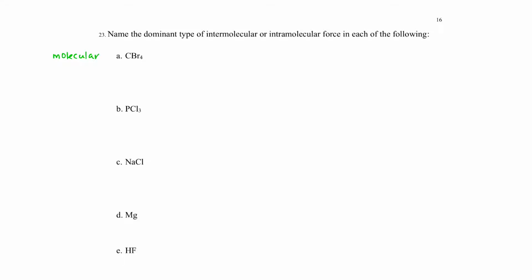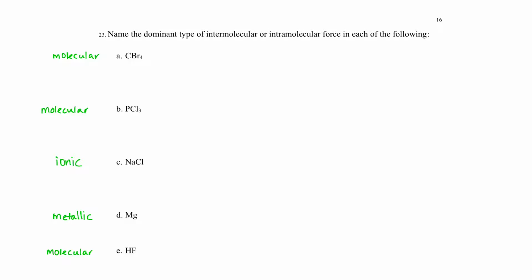Alright, because carbon and bromine are both nonmetals. PCl3, both are nonmetals, so this is also molecular. NaCl, however, is ionic. Sodium is a metal, chlorine is a nonmetal. So that's going to make our answer a little bit different. Magnesium is just a single element. That's a metal because it's to the left of the stair-step line, so we're going to say that's a metallic solid. And then HF, H is a nonmetal, so is F, so we're going back to another one that is molecular.